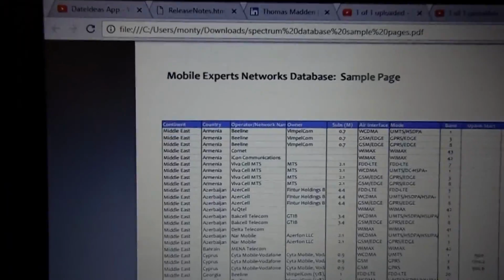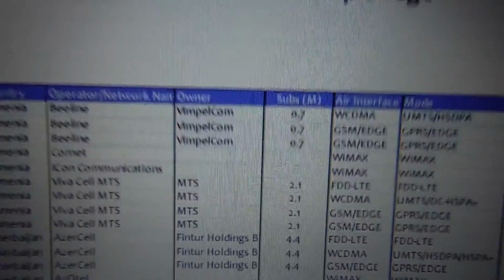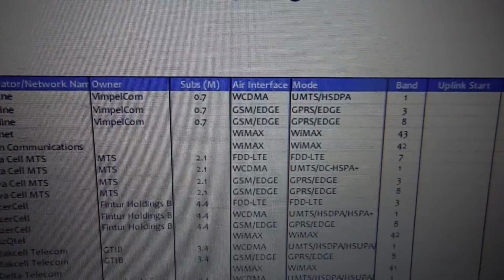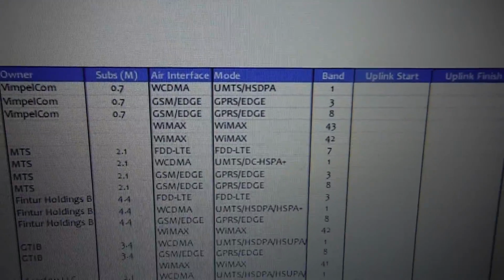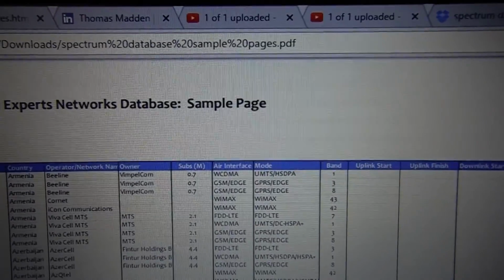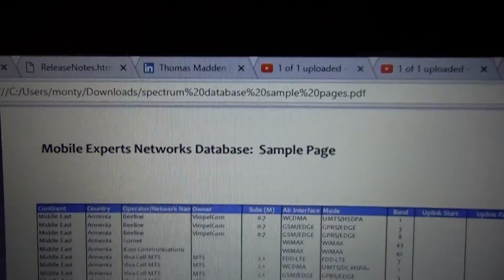And yeah, you can see right here. So I'll list the continent, the country, the operator itself, the owner of that operator, the number of subscribers in that specific country, the air interface of the technology, the mode of technology that it uses, and the frequency band. And there was another tab for all the different bands and specifically showed you, oh, band 1 means 2100 megahertz versus band 3 might be 1800 megahertz.